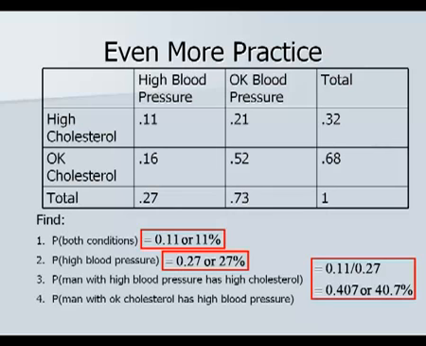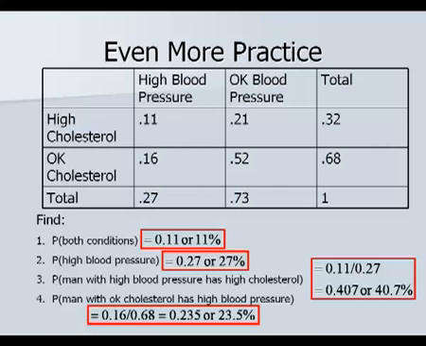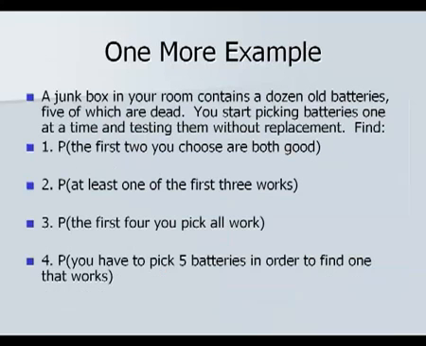Number 4, the probability of a man with okay cholesterol has high blood pressure. So it's given that he has okay cholesterol, and we want to find the probability that he also has high blood pressure. The probability of both okay cholesterol and high blood pressure is 0.16, and we're dividing that by the given, which is that he had okay cholesterol. That's 0.68. If you divide 0.16 by 0.68, we get 0.235, or 23.5%.